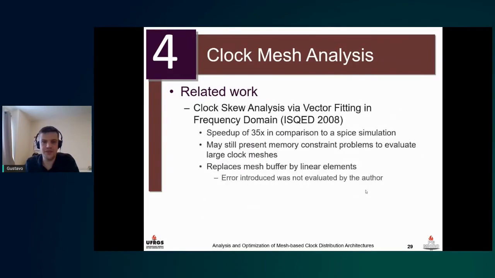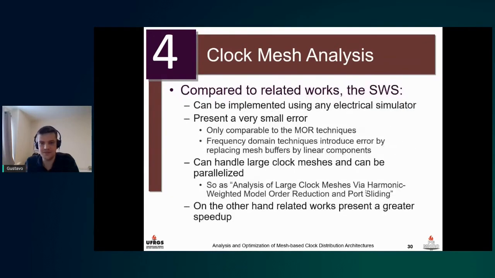So let me skip through those slides. So yeah, this is the comparison. The main advantage of the sliding window scheme is that we can implement it using any electrical simulator, we can handle large clock meshes, and we can parallelize the simulation. Some of the other works that I skipped through present a greater speed up, but at the cost of requiring a specialized simulator, and sometimes they don't provide as good accuracy as this technique.